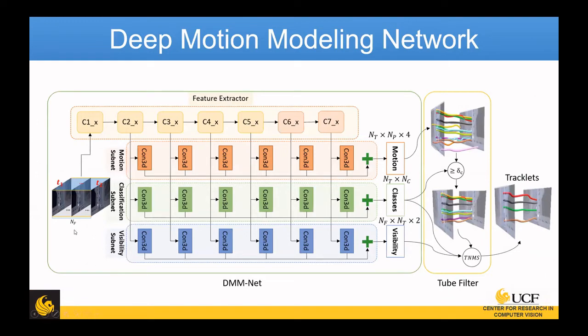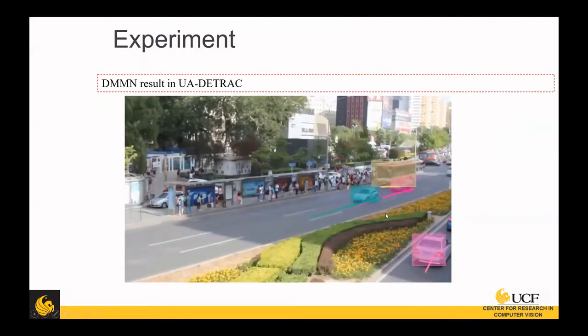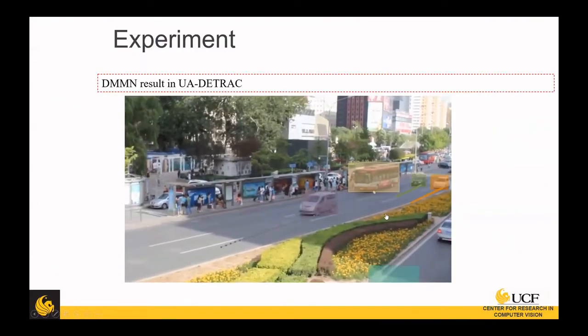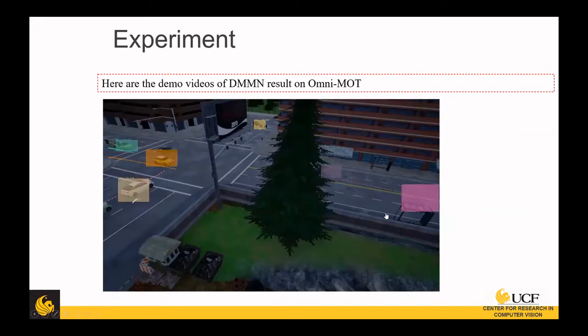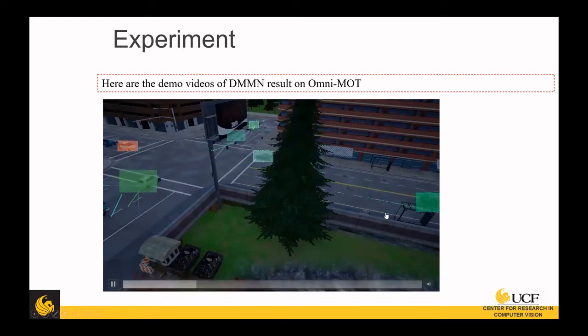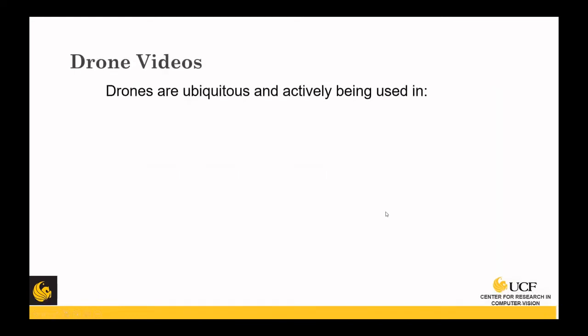So the input is the images, not the detections, then we can get tracks. And that works pretty well. These are some results, vehicle tracking, and these are some results. Another data set, this is actually a synthetic data set we created.